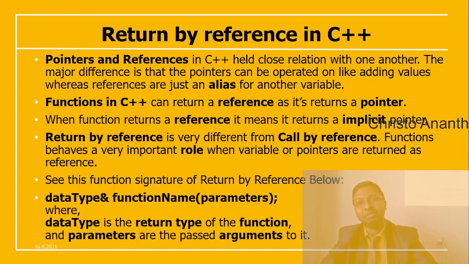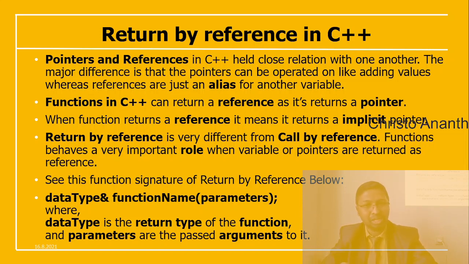Both pointers and references have a good relationship in C++. The major difference is that pointers can be operated on, like adding values, but a reference is just an alias of another variable. Functions in C++ can return a reference just as they can return a pointer. When the function returns a reference, it returns an implicit pointer. Return by reference is very different from call by reference. Functions play an important role, especially when values or pointers are returned as references.